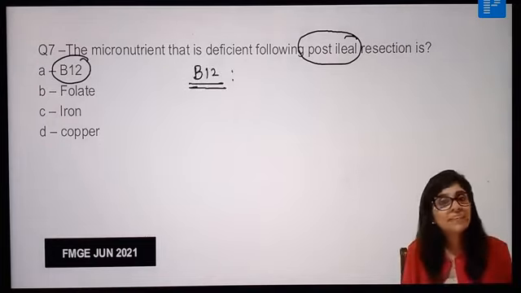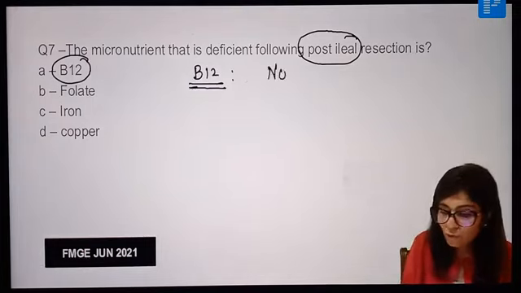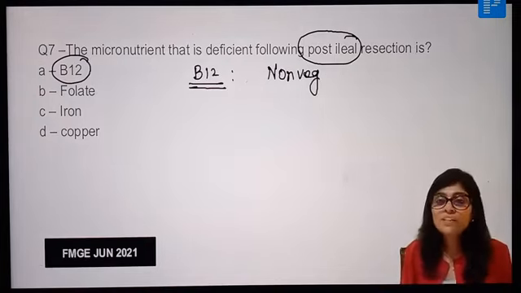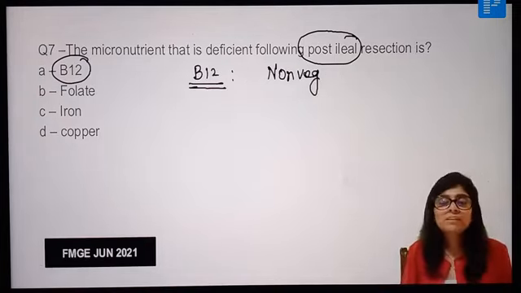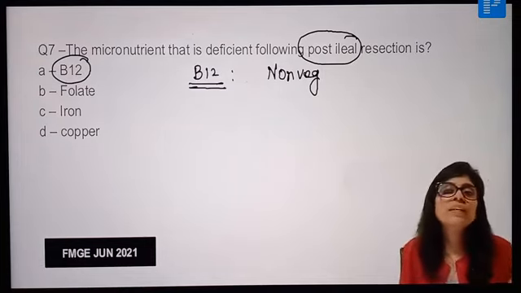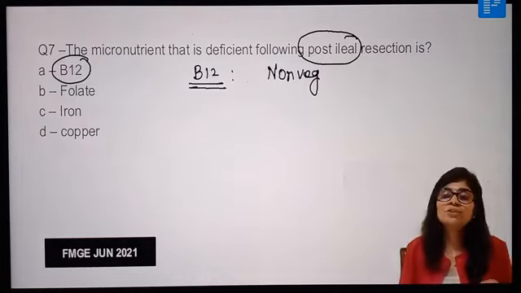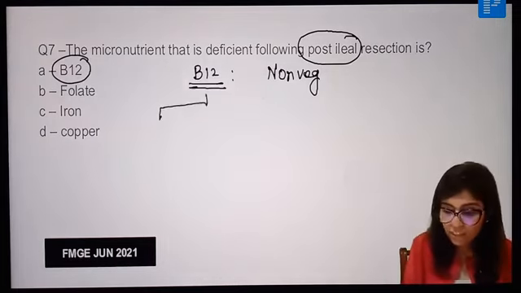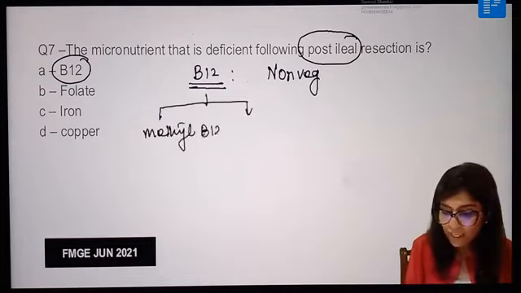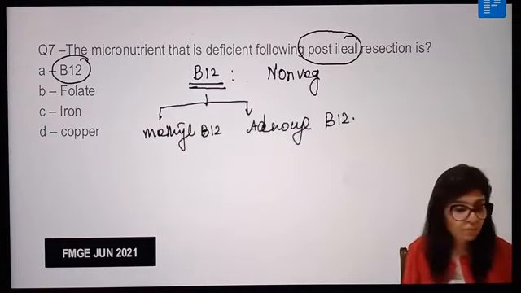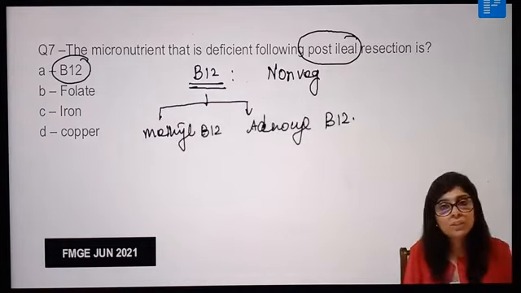Please memorize all these facts. The first fact is all sources of vitamin B12 are non-vegetarian sources. So when will you see B12 deficiency? Whenever a person is a pure vegetarian. Veganism can make a person prone to develop B12 deficiency because all natural sources of B12 are non-vegetarian. There are two coenzyme forms of B12: methyl B12 and adenosyl B12. So tell me, what are the two coenzyme forms of B12? Methyl B12 and adenosyl B12.